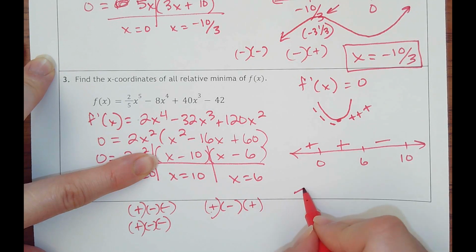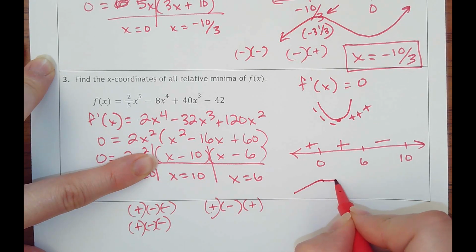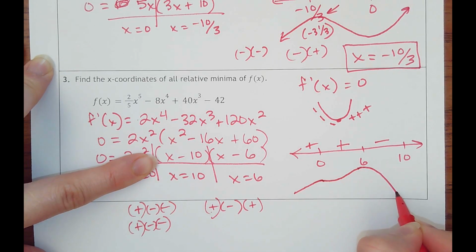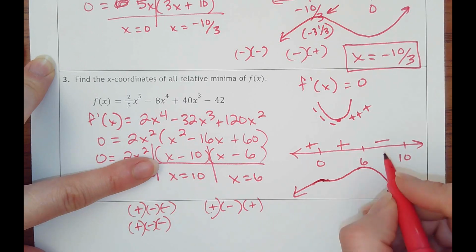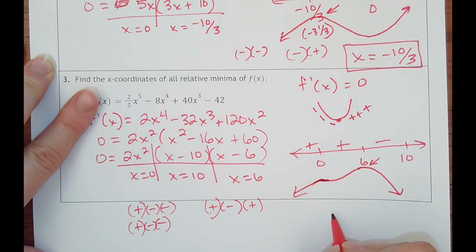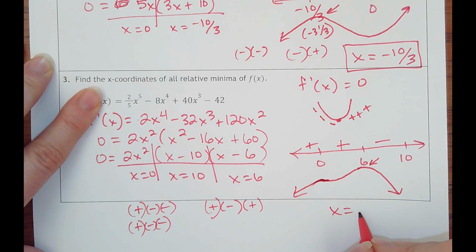So we're increasing, kind of a plateau here, increase some more, and then we decrease. And so this would not count. This is just a critical point because the slope became 0, but it's not a relative max we want right here. So that would be x equals 6.